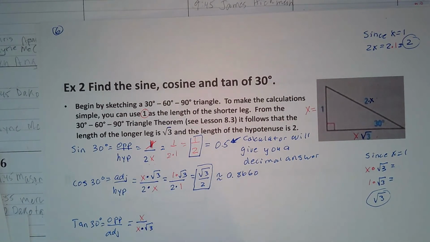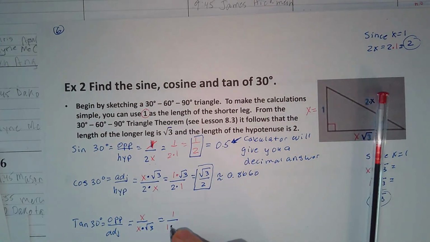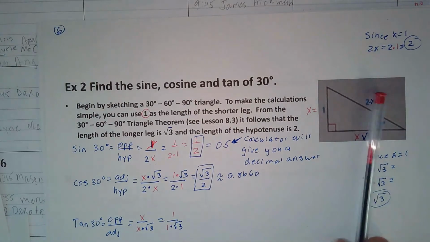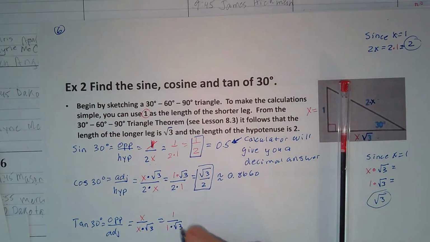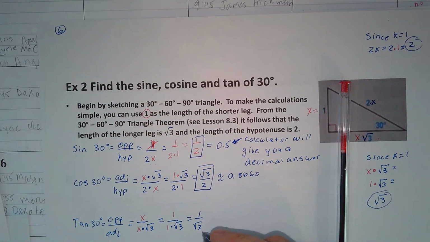All right, so let's substitute the 1 in. So we have 1 over 1 times the square root of 3. So that's going to equal 1 over 1 times the square root of 3, which is the square root of 3. Now in the denominator we've got a radical, so we need to rationalize.